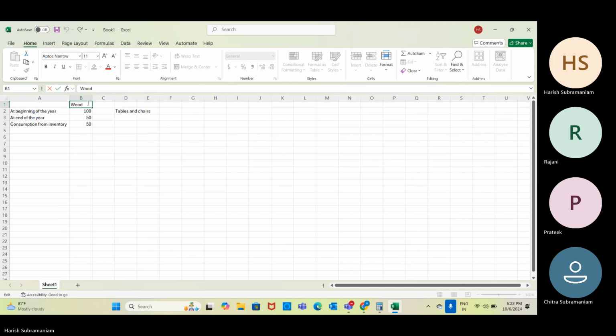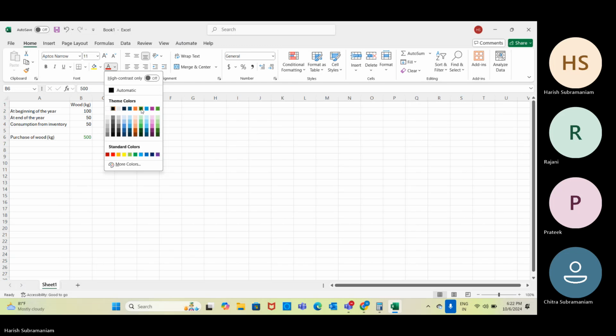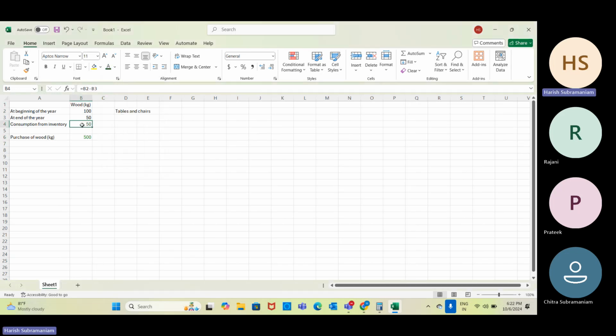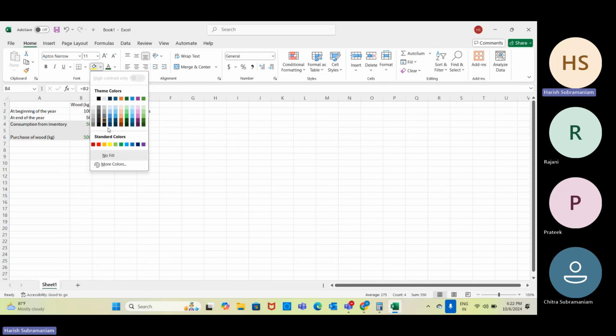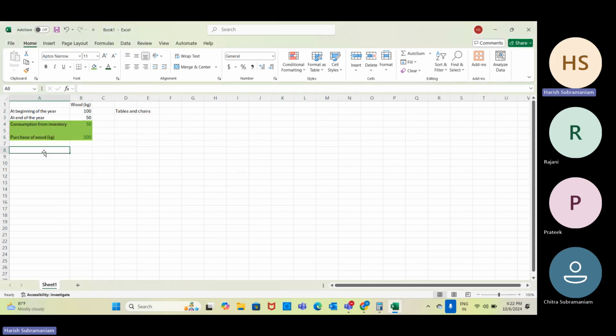Right. But in addition to that, I have also purchased. So purchase of wood. Wood in kg is, let's say I have purchased another 500 kgs of wood to manufacture table and chair. So I have consumed from my purchase and I've consumed this amount. So this is basically what I have consumed in my raw material throughout the year. So total wood consumed here is nothing but the sum of this.